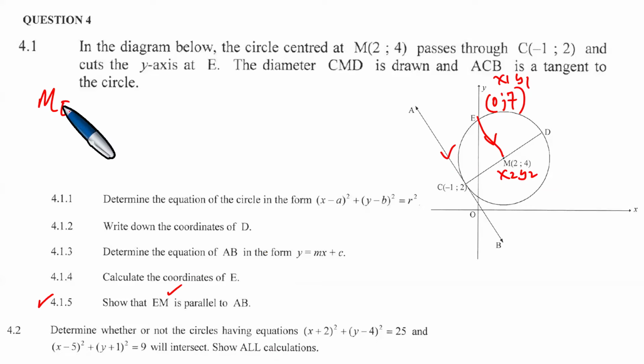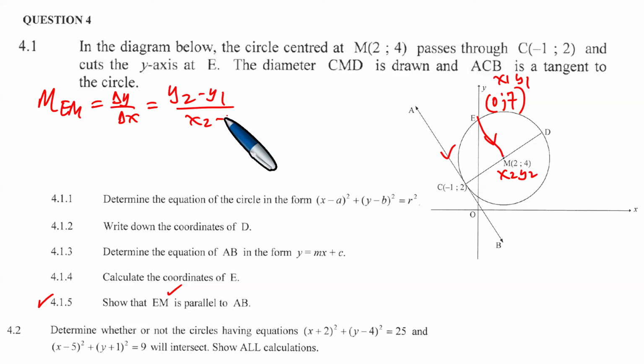The gradient of EM, which is change in y over change in x. Okay, so y2 is 4, y1 is 7, x2 is 2, x1 is 0. 4 minus 7 is minus 3 out of 2. This gives us exactly the gradient of EM. And therefore, what is the next step here?